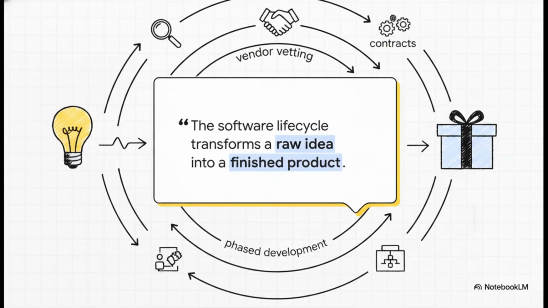So, to wrap this all up, the software lifecycle transforms a raw idea into a finished product through rigorous planning, structured contracts, and phased development stages. That perfectly captures everything we've explored today. When you treat the creation process as a structured lifecycle, starting on the outside with careful vetting and contracts, and moving inside by visualizing development stages with clear flowcharts, you completely destroy that black box mystery. You replace all that fear and uncertainty with a reliable engine built for success.